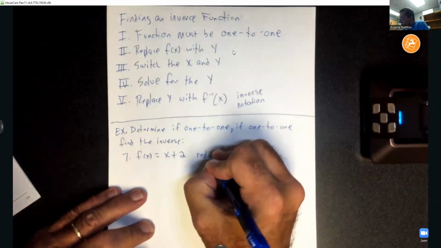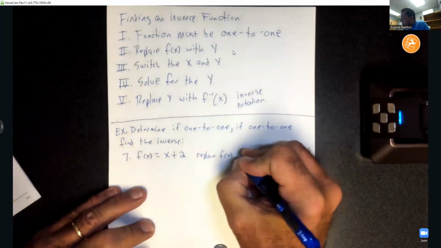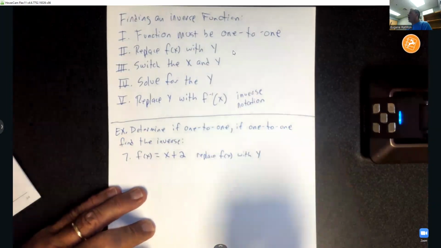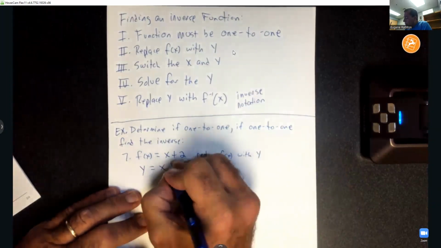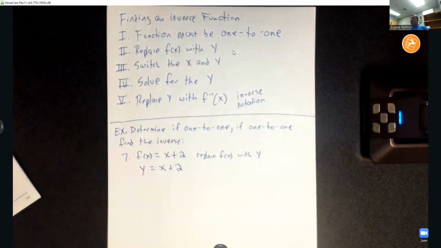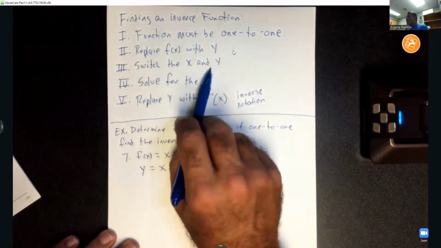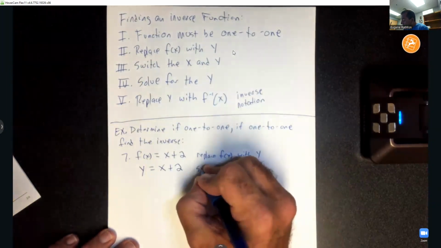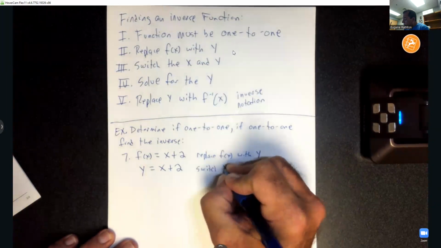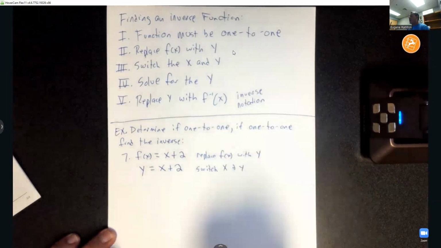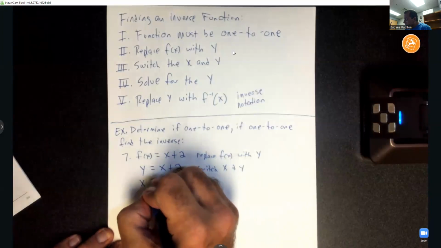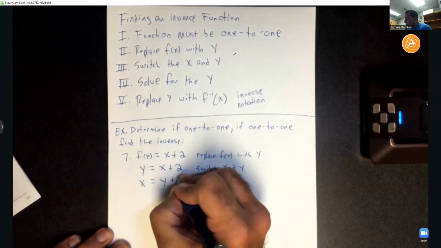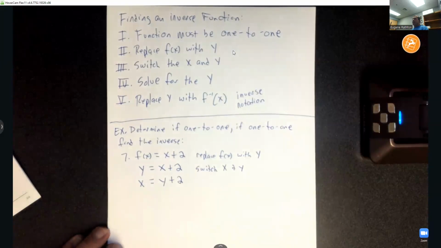So remember, my first step, replace the f of x with a y. So that's going to give me y equals x plus 2. Next, I said switch those x and y. So now we're going to switch x and y. So y'all, if I switch the x and y, that'll give me x equals y plus 2.